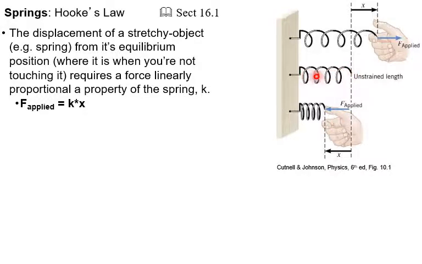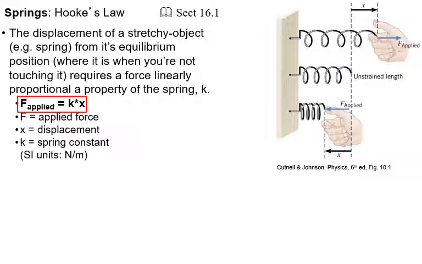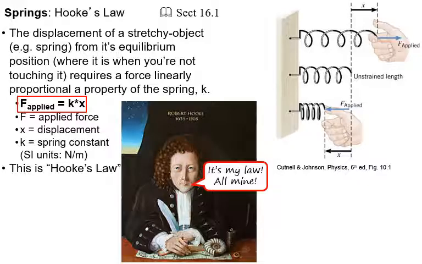You can see pictorially here what we mean by the displacement. Let's say we have a regular spring just hanging out, and we stretch it. The difference between where the end of the spring started and where it finishes after you've stretched it, that is this x, that is the displacement. So that's for the applied force. And again, the spring constant is in newtons per meter. Now this is known as Hooke's law. I guess it used to be easier to get a law named after you, so good for him.